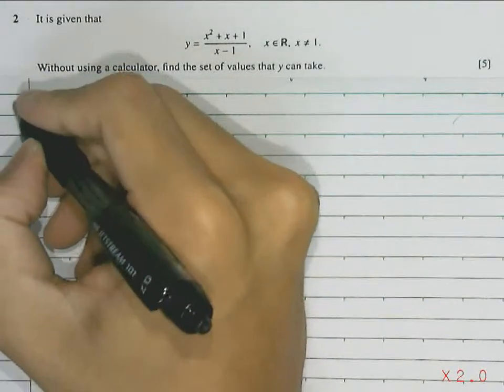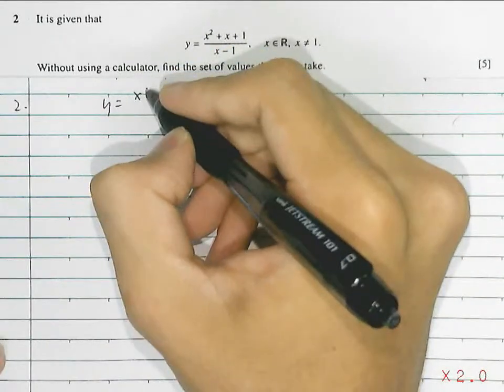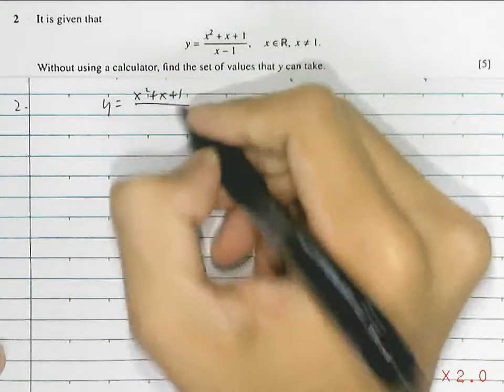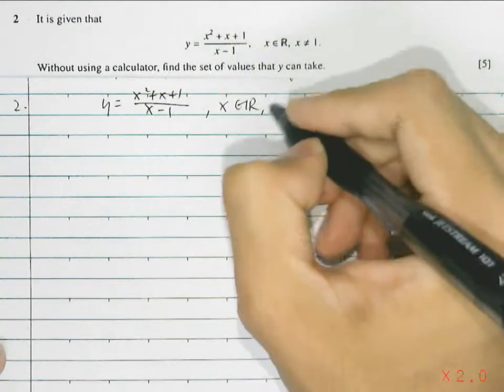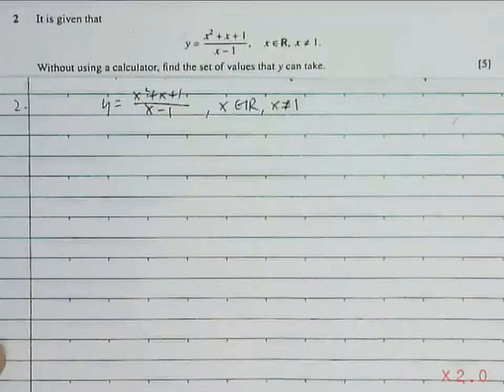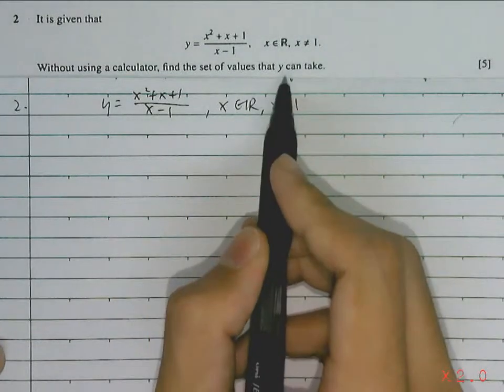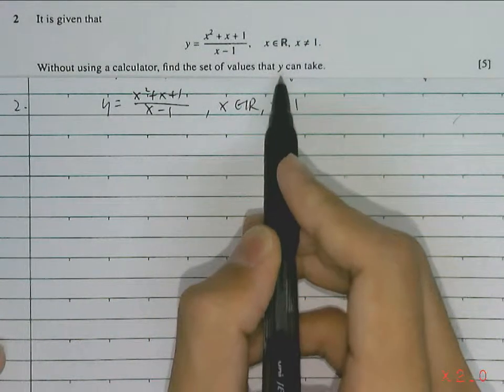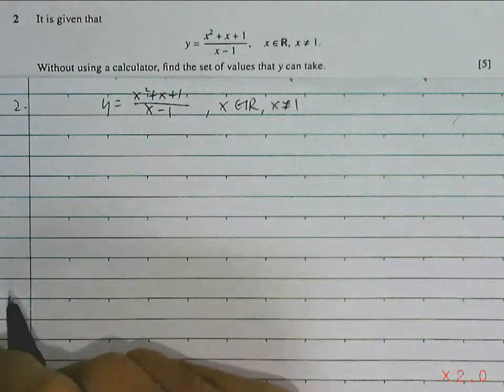Alright, so for question 2, first we'll write out the equation. y equals (x squared plus x plus 1) over (x minus 1) for all real values of x and x not equal to 1. Alright, so to find the set of values that y can take, it basically means that all your x values have to be real.